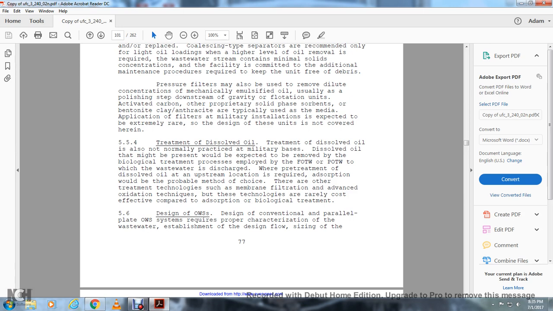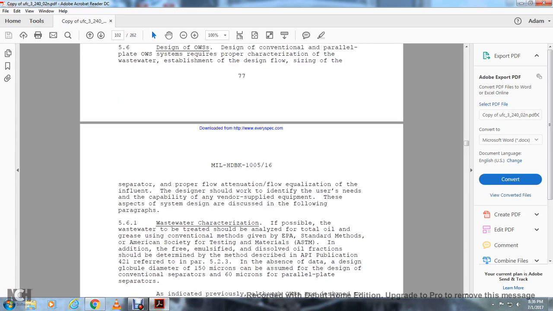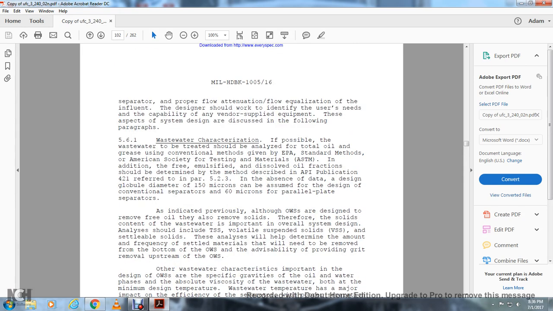There are other treatment technologies, such as membrane filtration and advanced oxidation techniques. These technologies are rarely cost-effective compared to adsorption or biological treatment. Design of oil-water separators. Designing the conventional and parallel plate oil-water separator systems requires proper characterization of the wastewater, establishing the design flow, sizing the separator, and proper flow attenuation and flow equalization of the influent. The designer should work with and identify the user's needs and the capability of vendor-supplied equipment. These aspects of system design are discussed in the following paragraphs.